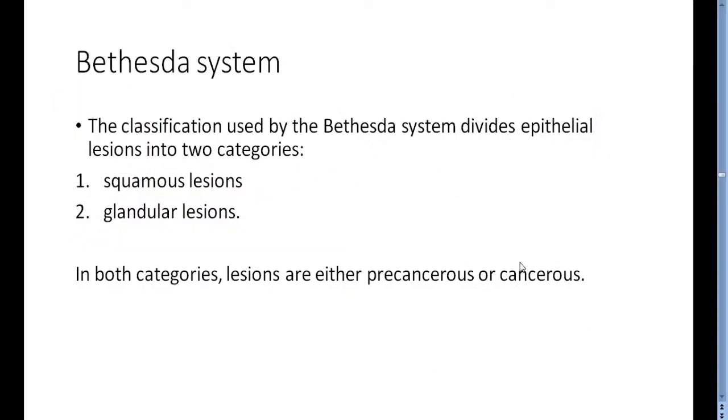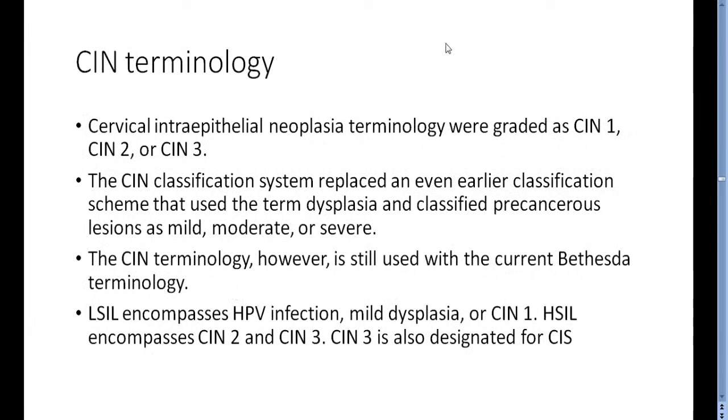In many countries, the Bethesda system is used for classification. This is the American one. The classification divides epithelial lesions into two categories: squamous lesions and glandular lesions. Please remember that the cervix is covered by two different types of epithelium: squamous epithelium and columnar epithelium. In both categories, lesions may be precancerous or cancerous.